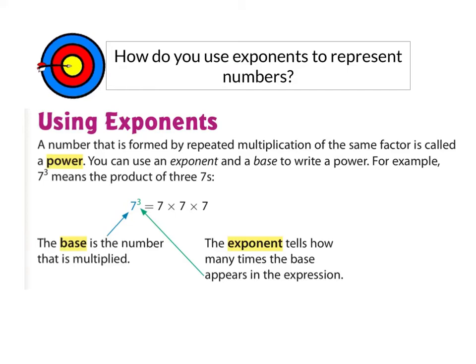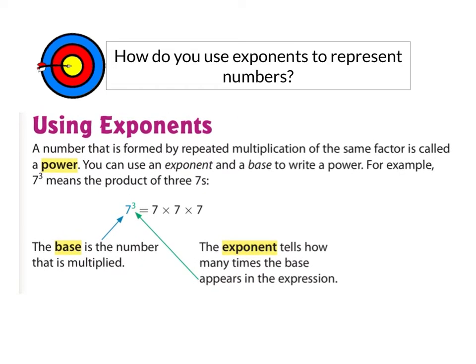This video is going to review Module 9, Lesson 1. How do you use exponents to represent numbers? Using exponents, a number that is formed by repeated multiplication of the same factor is called a power. You can use an exponent and a base to write a power. For example, 7 to the third power, or 7 cubed, means the product of 3 sevens.